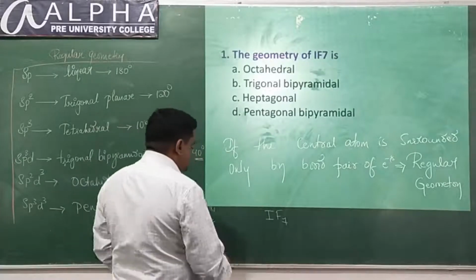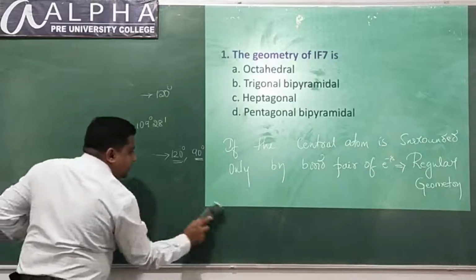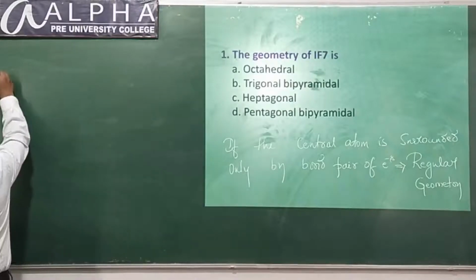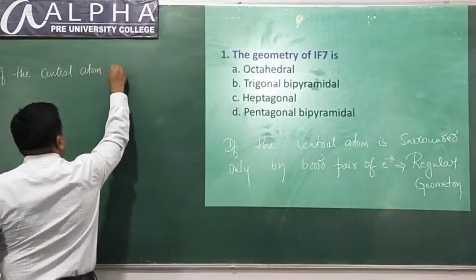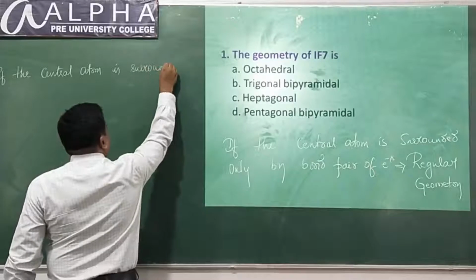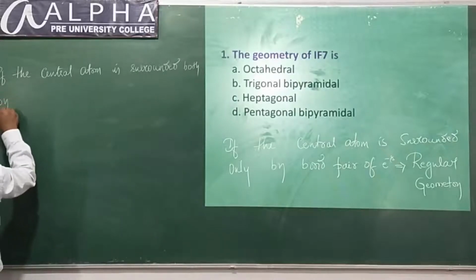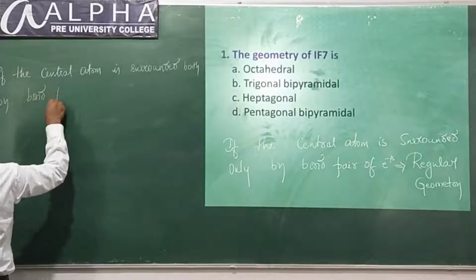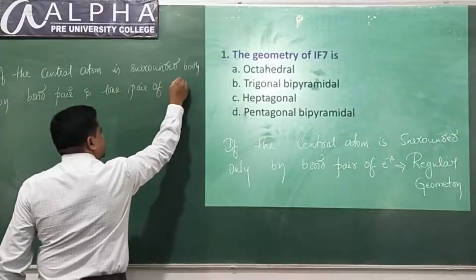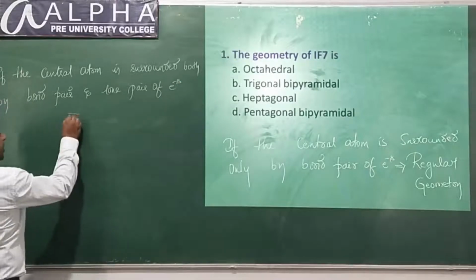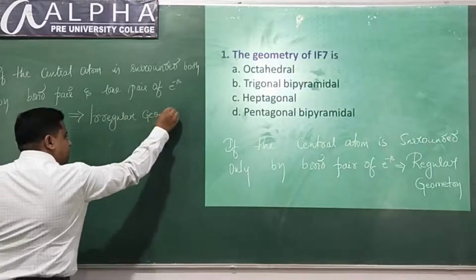Okay, see if the central atom is surrounded both by bond pair and lone pair of electrons, then it is called irregular geometry.